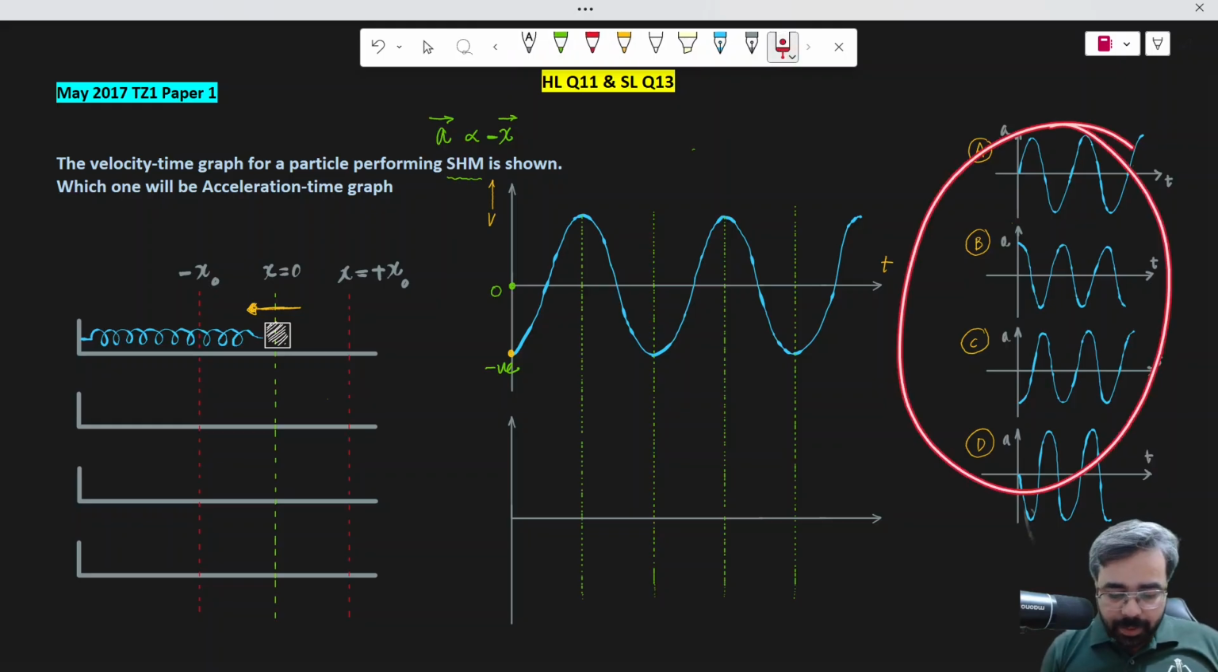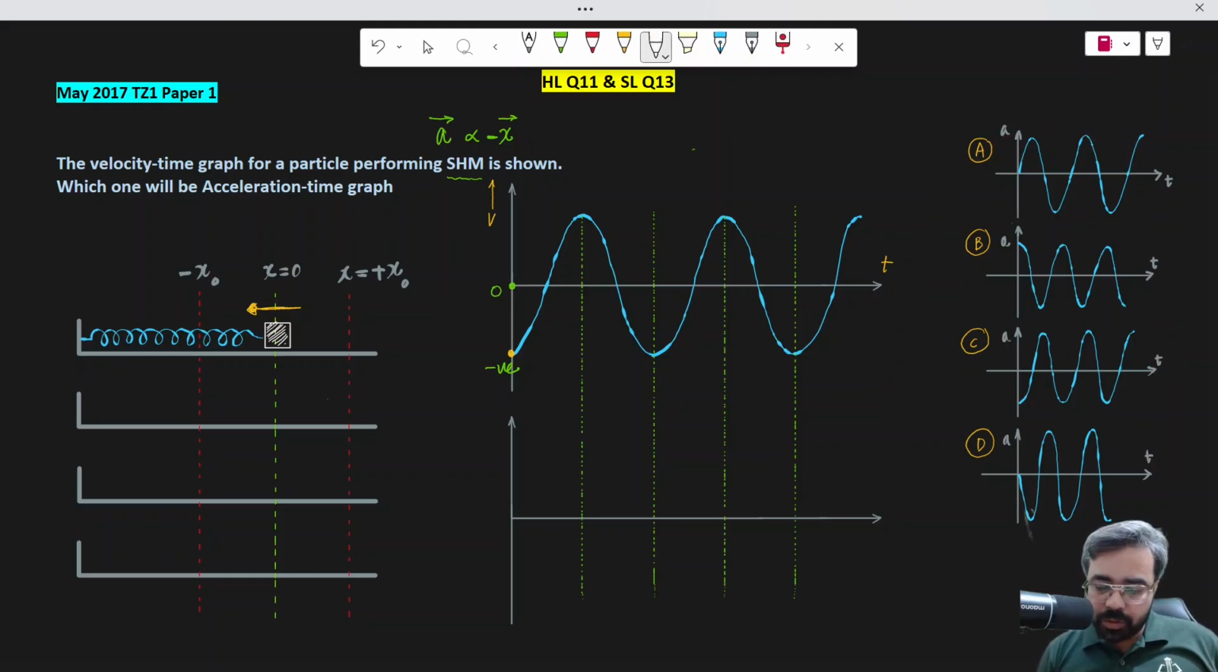So in order to check how the acceleration will change in the acceleration time graph, first of all we should give the values of time, right? Because this is a half cycle, I would say it is T by 2. The same is here, it's T by 2. And here one complete cycle, one complete oscillation, is completed.